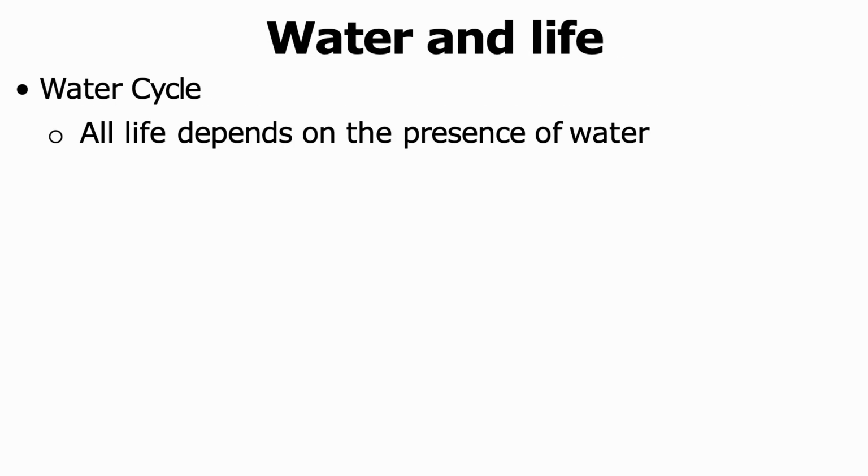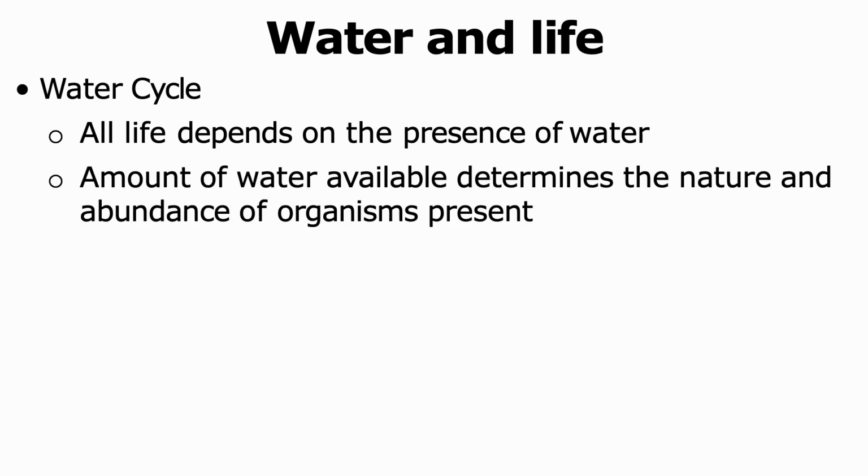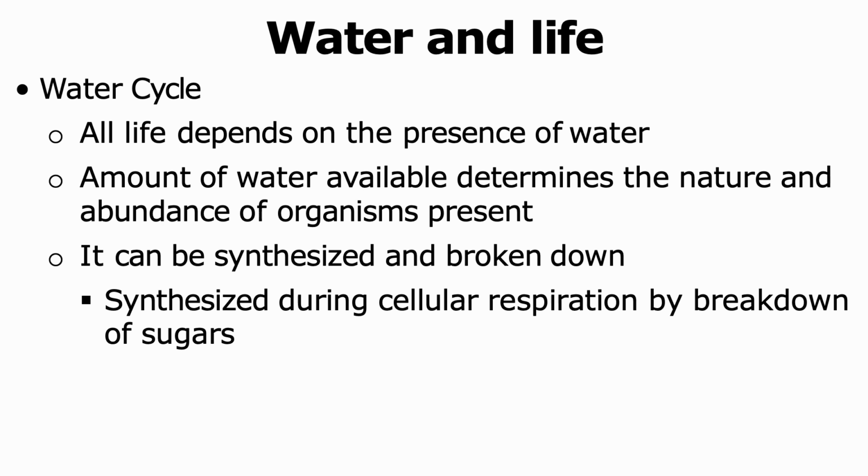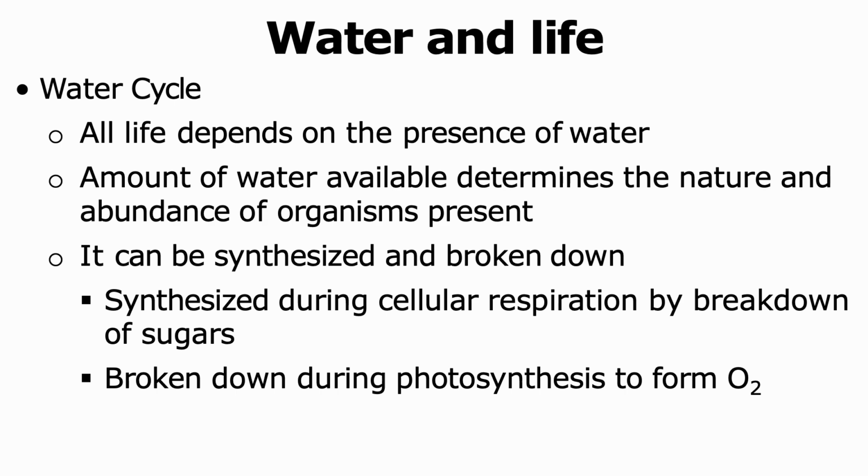Let us look at the water cycle. All life on Earth depends on the presence of water. The amount of water that is present in the environment determines the nature and abundance of organisms present in that environment or ecosystem. Water can be synthesized and it can also be broken down. Water can be synthesized during cellular respiration by the breakdown of sugars. It can also be broken down during photosynthesis to form oxygen.